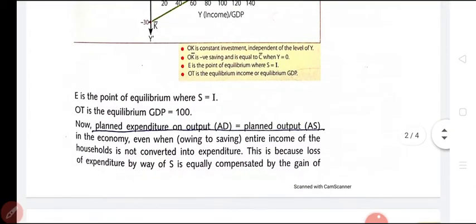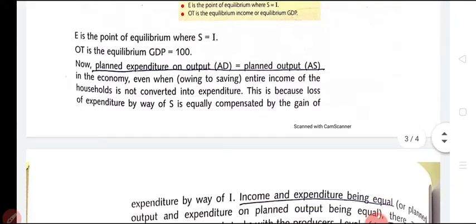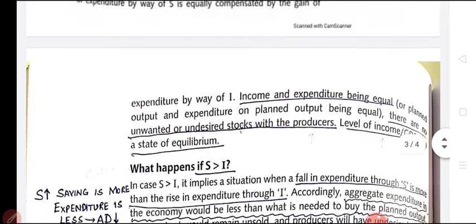Practice this graph thoroughly. Now, let us conclude. Here at this level, planned expenditure on output, that is aggregate demand, becomes equal to planned level of output, that is aggregate supply. And at the same level, saving becomes equal to investment. Income and expenditure being equal, there is no unwanted, no undesired stock with the producers, and the level of income or output or GDP is in the state of equilibrium.